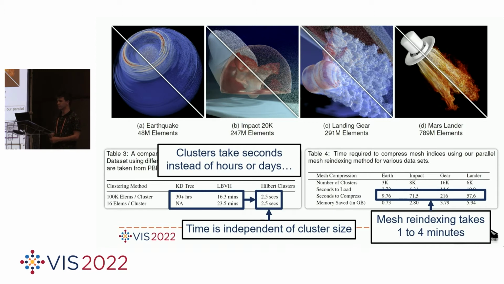And then the expensive thing here is that we have to do this mesh reindexing whenever we compress 32-bit indices into 16-bit indices. And that can take 1 to 4 minutes on our biggest data sets.